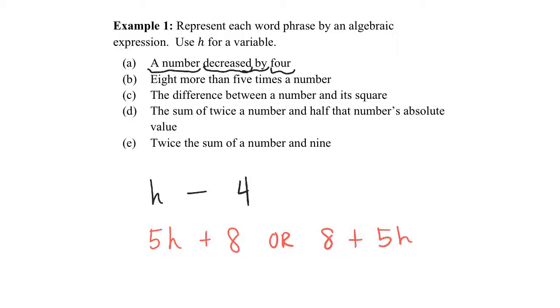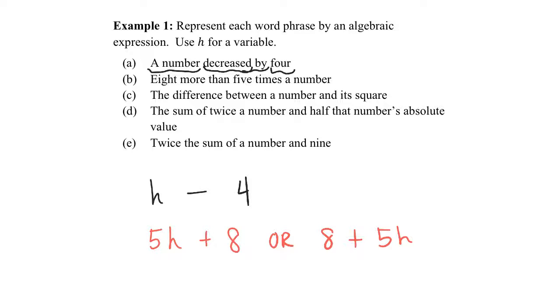Because addition is, there it is, very good. Addition is commutative. It doesn't matter the order. If I were directly translating, technically it'd be this, right? 8 more than 5 times some number. But clearly they're the same, right? It does not matter. Would it matter here? Sure it would. Is H minus 4 the same thing as 4 minus H? It is not. So part A, the order mattered. Part B, the order did not matter.